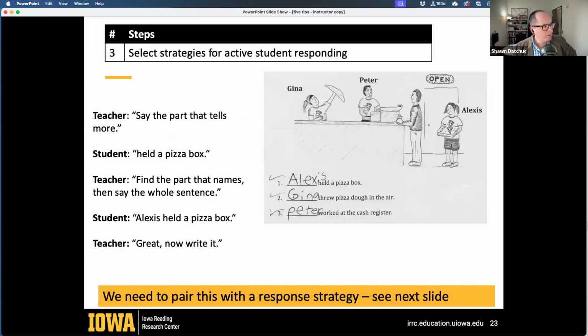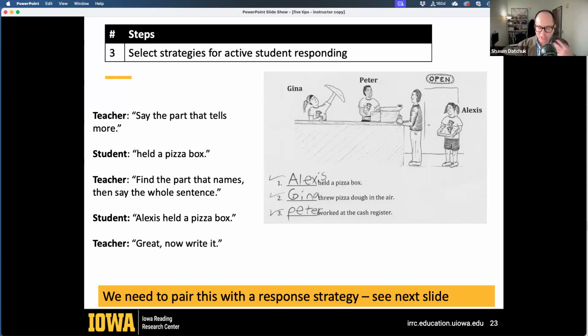So during instruction, you want to figure out how can students say complete sentences out loud and then also write them. So for instance, let's say students are completing this format where blank held a pizza box and they need to find out who that was. You can easily work it in so they're saying complete sentences and also writing them. So for instance, the teacher could say, say the part that tells more, held a pizza box. The teacher could say, okay, find the part that names, then say the whole sentence. Let's see. Alexis held a pizza box. Great. Now go write it.